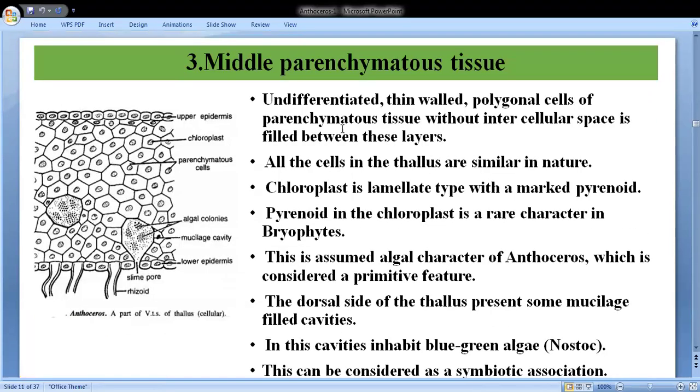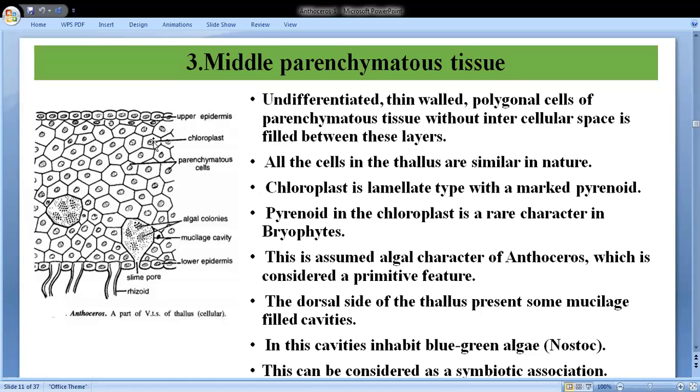See here, undifferentiated thin-walled polygonal cells of parenchymatous tissue without intercellular space is filled between these layers. This is the upper epidermis, this is the lower epidermis. All the cells in the thallus are similar in nature. Chloroplast is lamellate type with a marked pyrenoid. See here, this is a pyrenoid in the chloroplast.